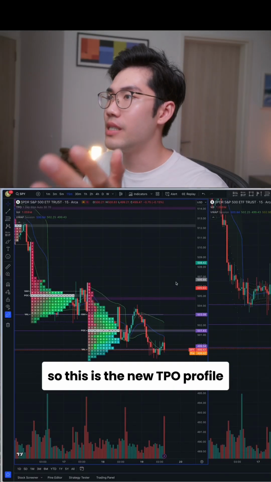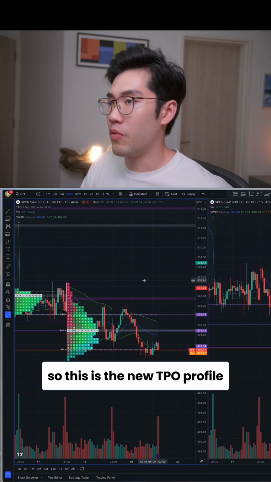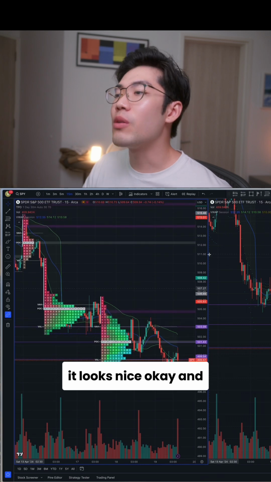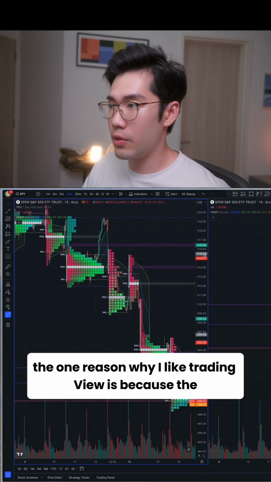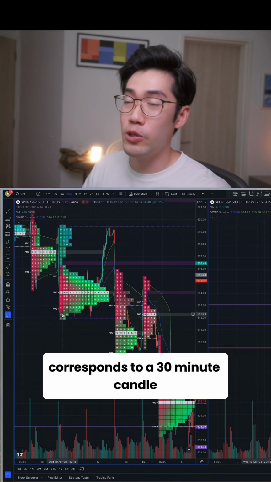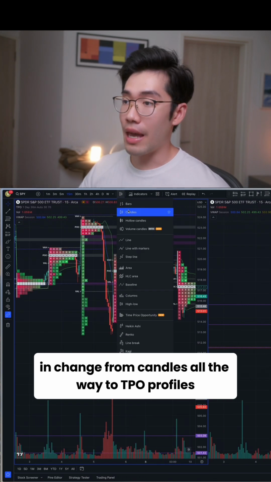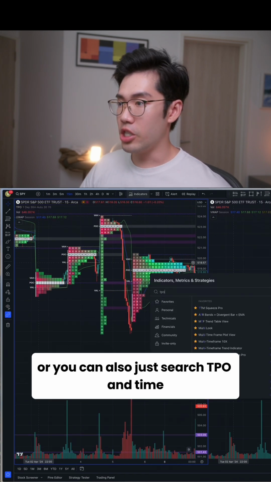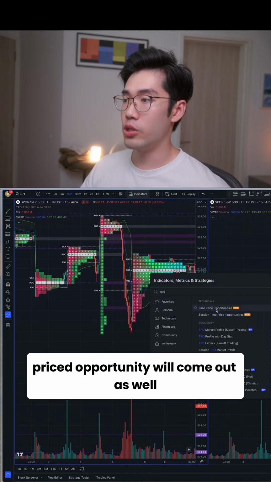All right, so this is the new TPO profile. Market profiles, and it's pretty good. It looks nice, okay? One reason why I like TradingView is because the UI is always brilliant. So these are the alphabets, and each alphabet corresponds to a 30-minute candle. You can change from candles all the way to TPO profiles, or you can also just search TPO and time price opportunity will come out as well.